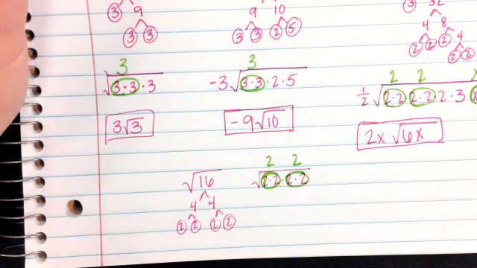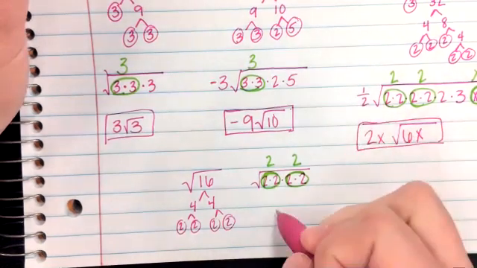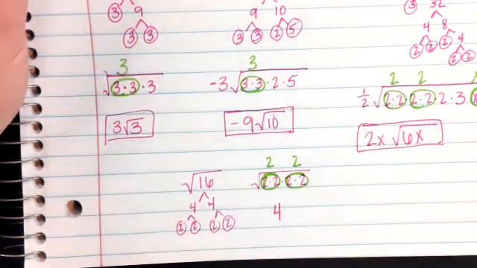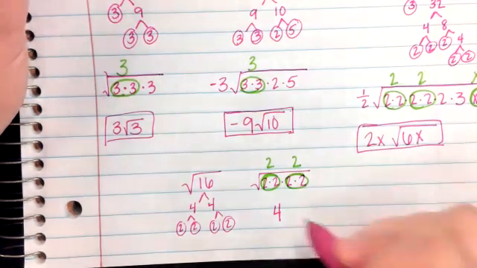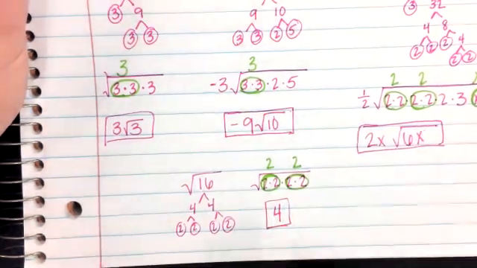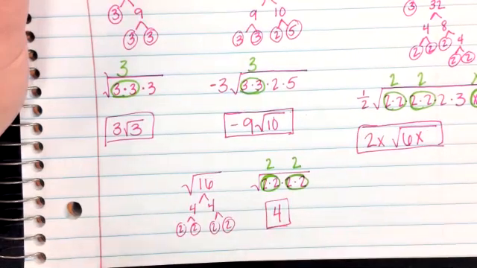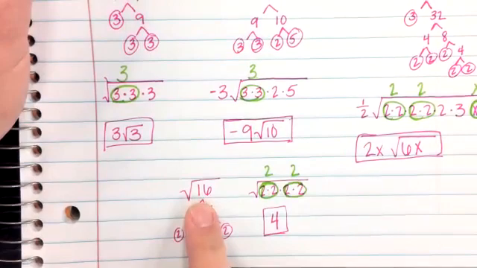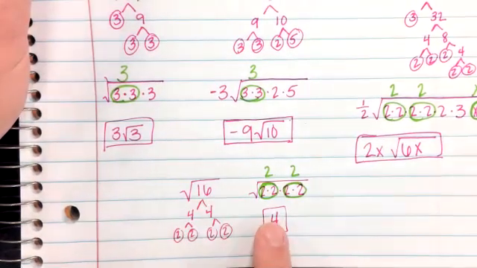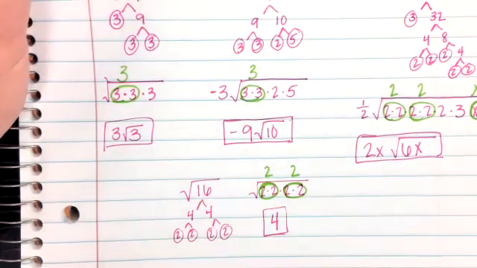So what do I now have on the outside? 4. Do I have anything left inside? So should I even have a radical drawn? No. So you can have just whole numbers. That's called a perfect square. How did I know 16 is a perfect square? Because 4 times 4 is 16.